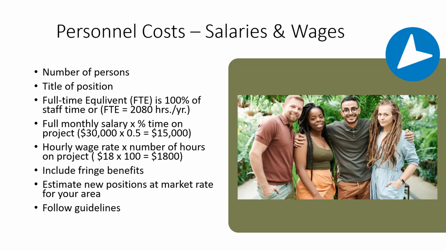Personnel costs should also include fringe benefits. That's part of the salary. So you'll want to also calculate fringe benefits, and you'll do that in the same way. For example, if you have $5,000 in fringe benefits and you have somebody that's working half-time, 0.5 FTE, then that would be $2,500 for their fringe benefits that you would charge the grant.